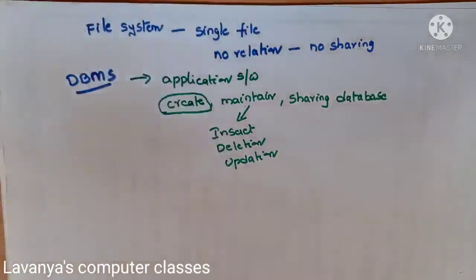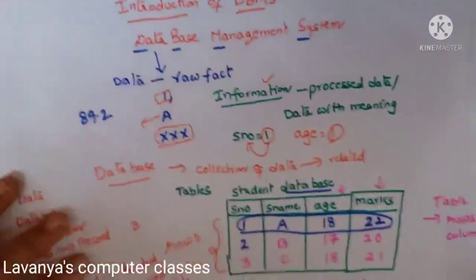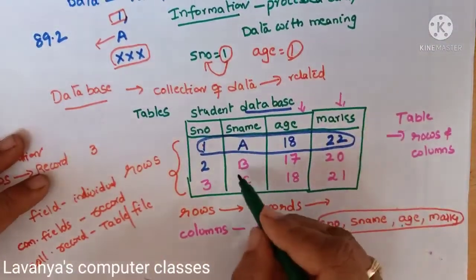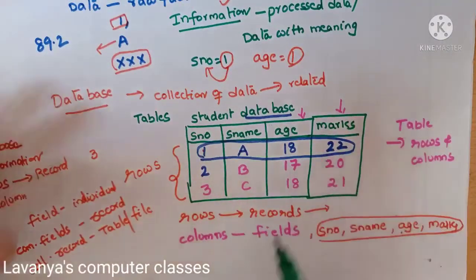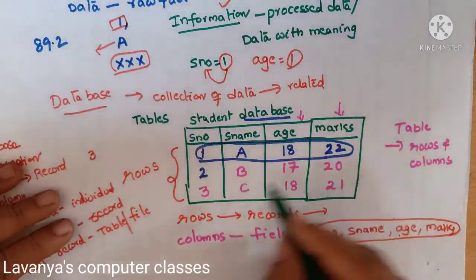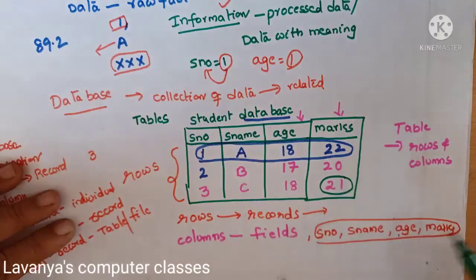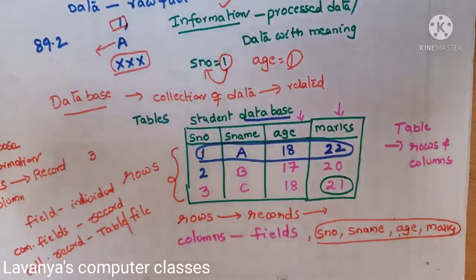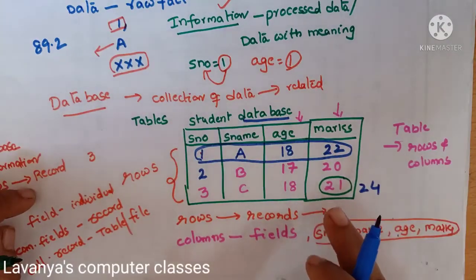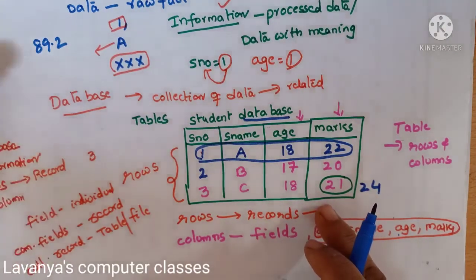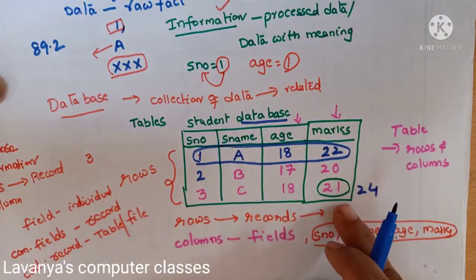For example, in the previous example, I gave one example like a student database. In the student database, how many records are there? Three records are there. After storing, this is the creation. After creating, after some time, for example, the marks of the student are increased, some counting mistake was corrected, so now 21 is changed to 24. So I want to change the marks in the already existing database. That is possible in a database management system. This is called maintenance.